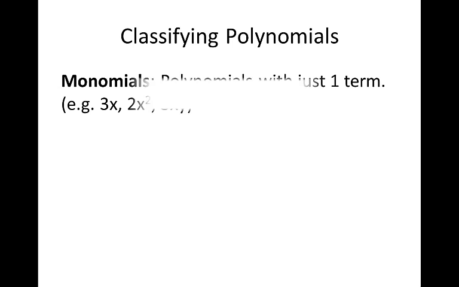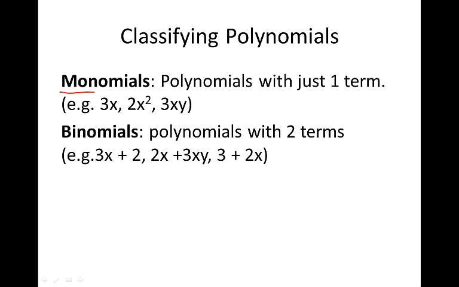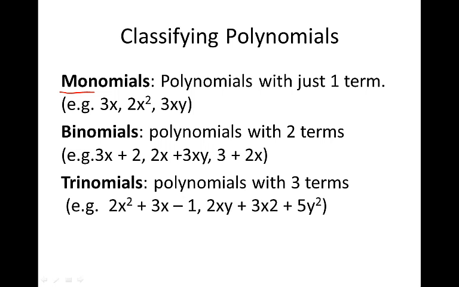We can classify polynomials into the number of terms they have. So a polynomial with one term is called a monomial. So mono meaning one. Binomial, 2 terms. Trinomial, 3 terms. And we don't have a special word when there are more than 3 terms.